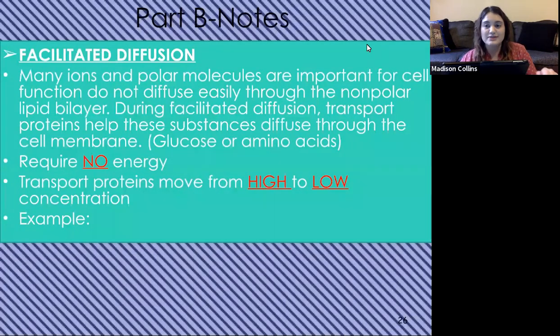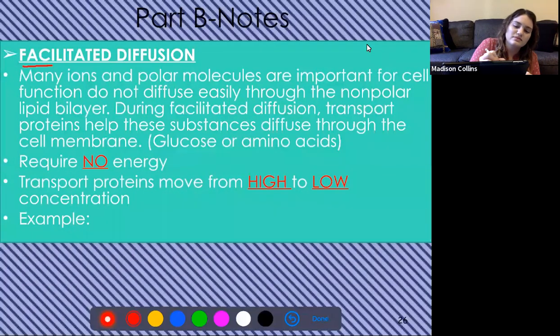All right, now there is another type of diffusion. So we just talked about simple diffusion, but there's another type of diffusion that's called facilitated. Right? And this is what happens when we need ions or polar molecules to cross the cell membrane.